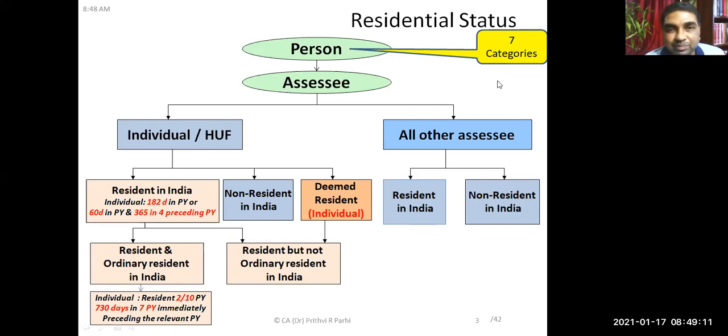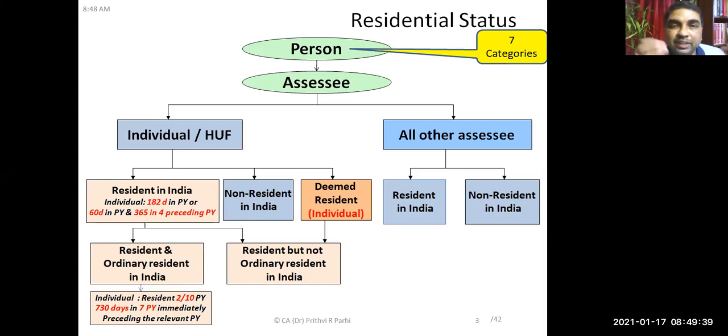Yes or no? Can you list them out? Individual, HUF, firm, association of persons or body of individuals, company, local authority, artificial juridical person. So these are the 7 categories of persons.